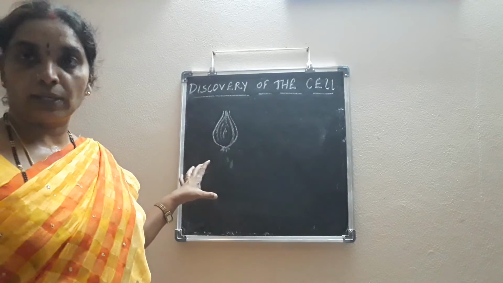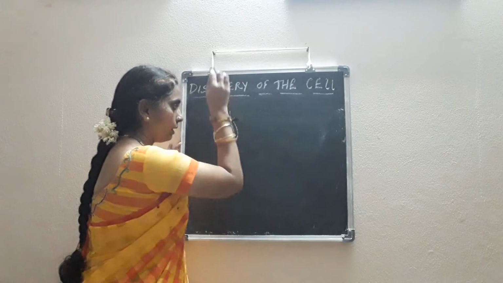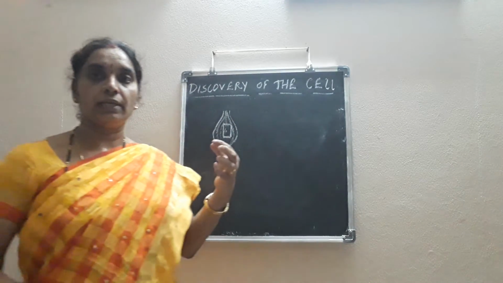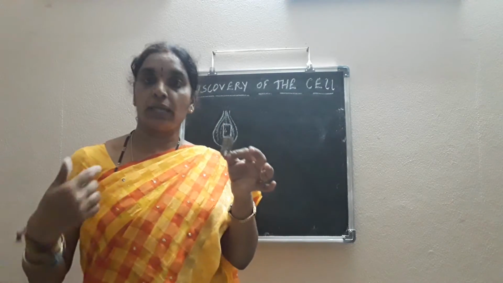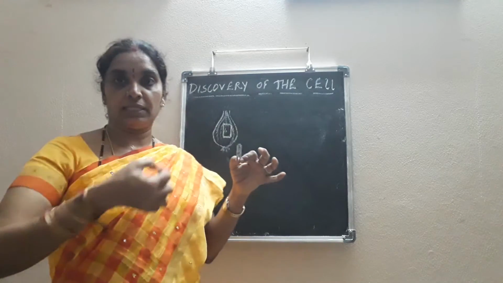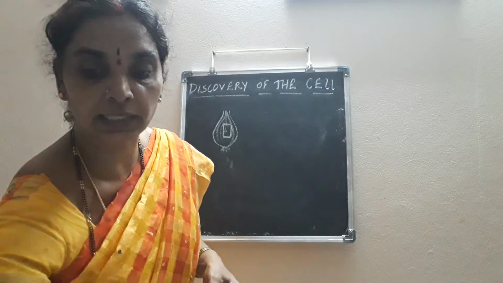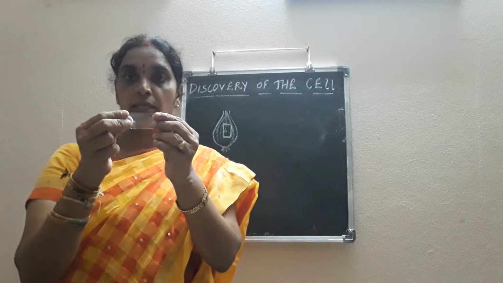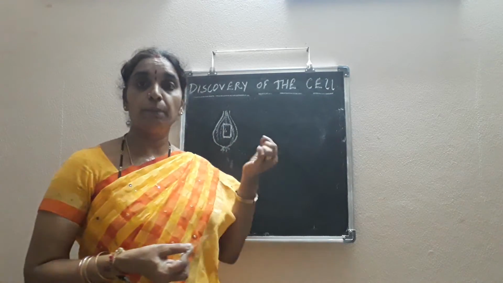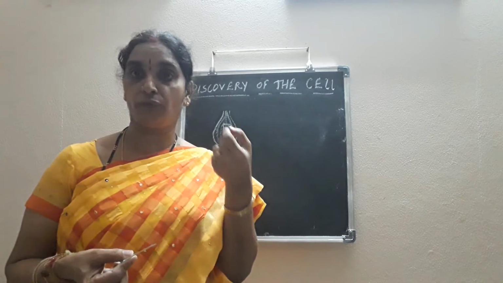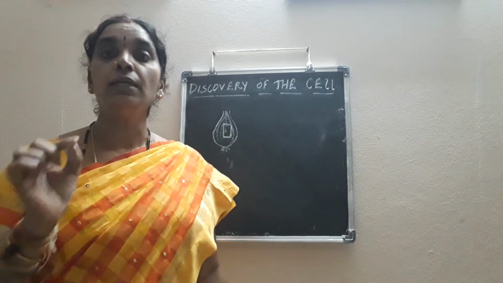So if you observe an onion and take a tiny part from the onion and peel it with a sharp blade or any knife, you can peel a thin layer of the onion. Keep it over this rectangular glass slide and cover it. You have taken a very thin specimen, kept it on the glass slide, and covered it with the cover slip.